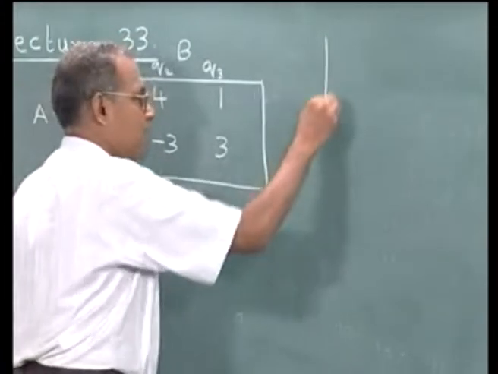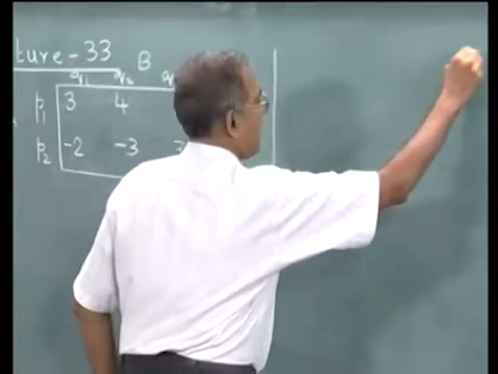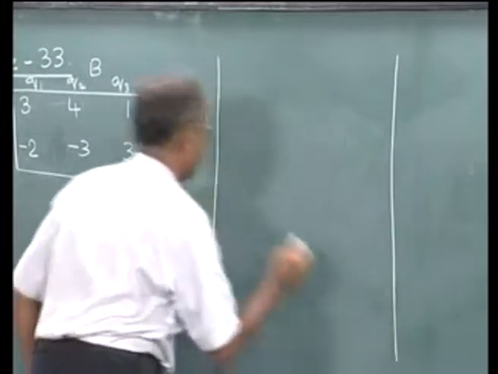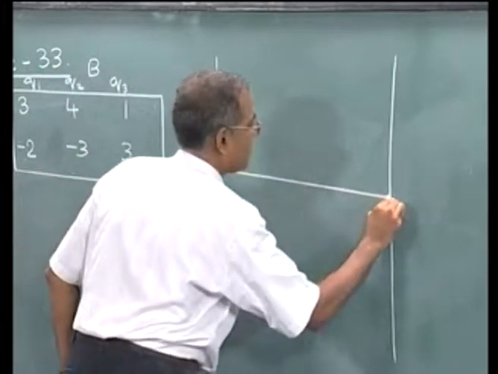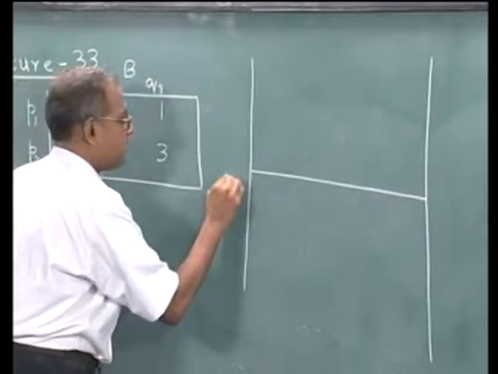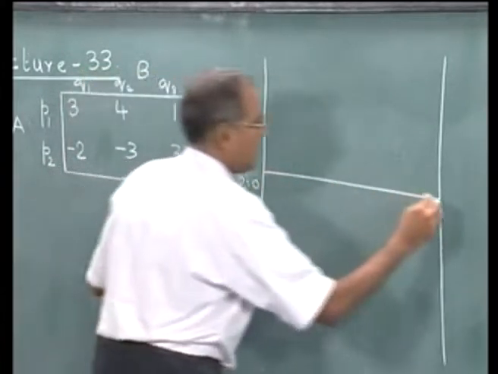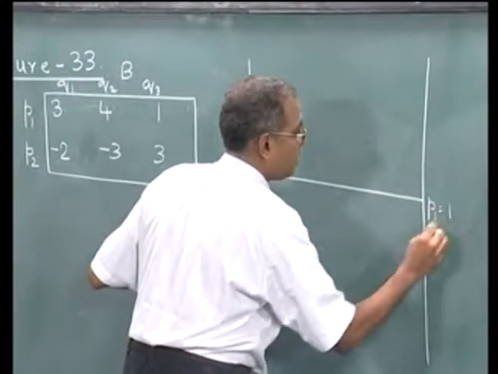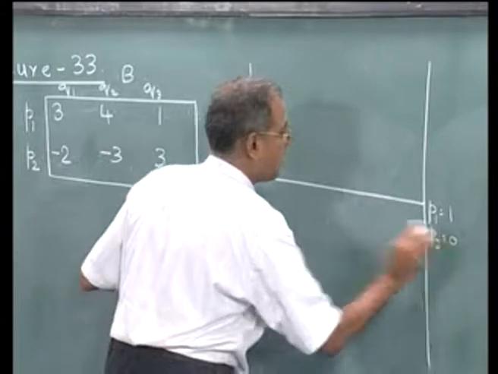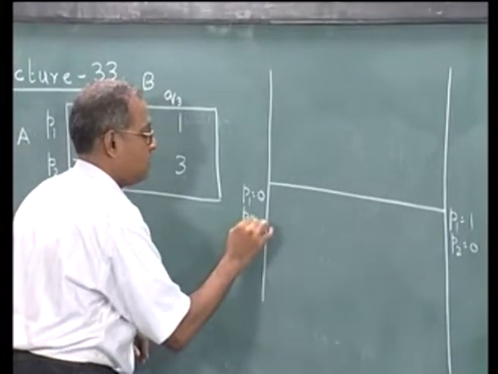So, let us look at this. Now this is A. So, this is P1 equal to 0 and this is P1 equal to 1, which is P2 equal to 0 and P2 equal to 1.